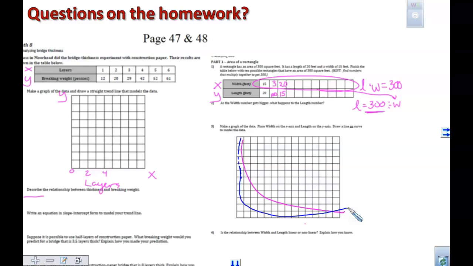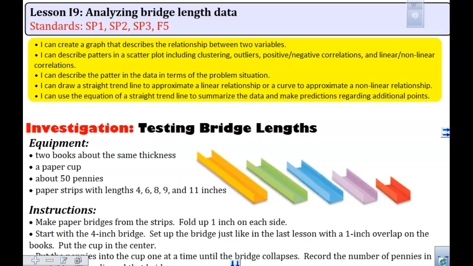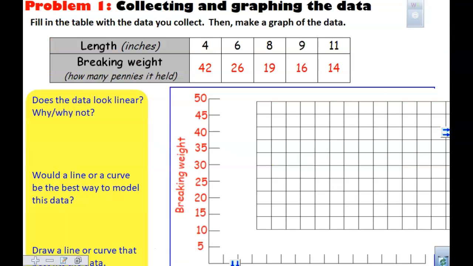The same thing will be as we get ready for our test. Please turn to the I. We're on page 18, is it? I want you at the bottom of page 18 to write in these numbers right now. For 4, the average data we found for the break was 42. So when it was 4 inches long, it was 42 pennies. 6 was 26, 8 was 19, 9 was 16, and 11 was 14.